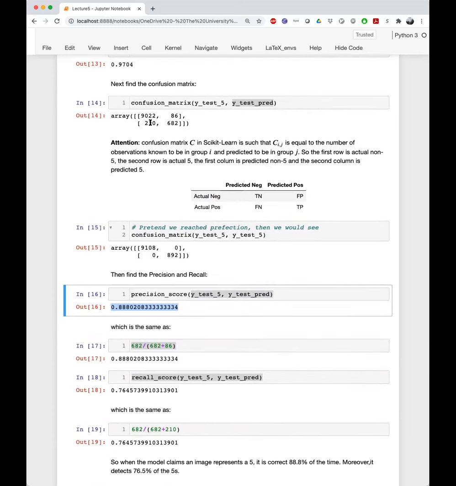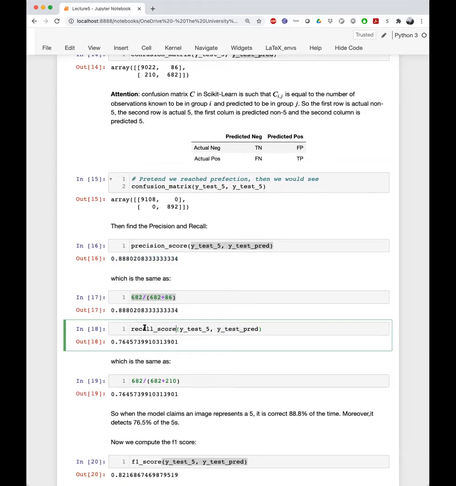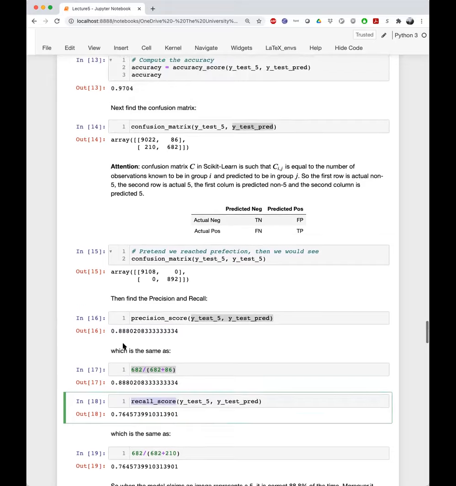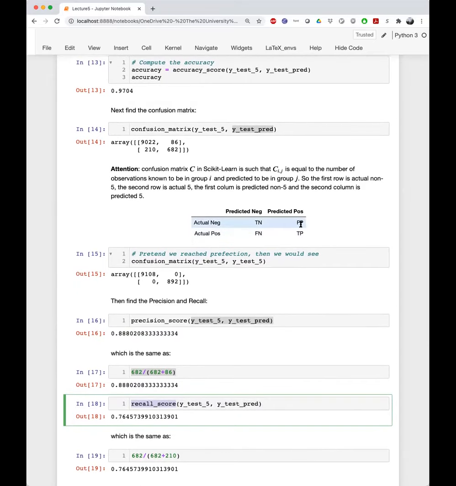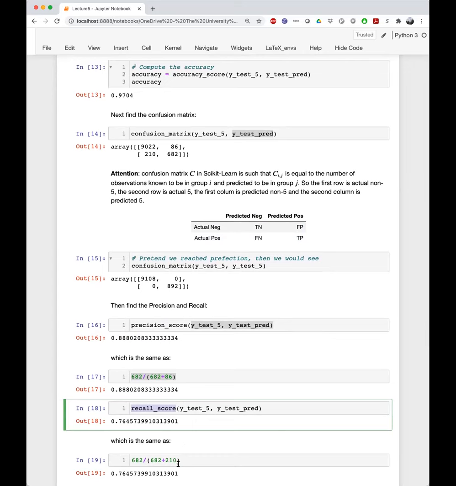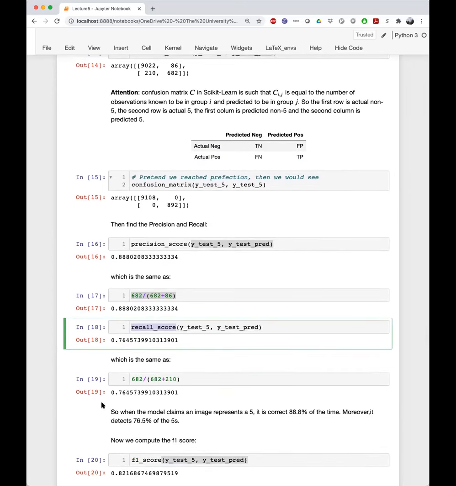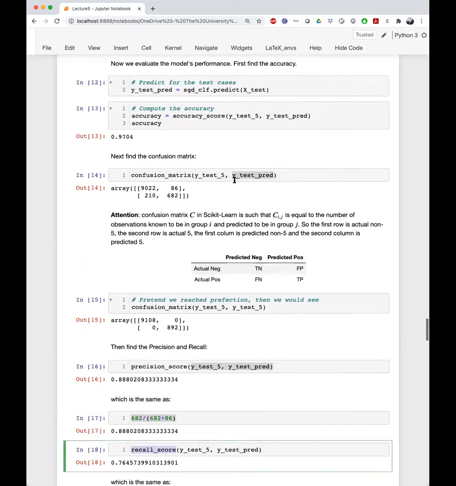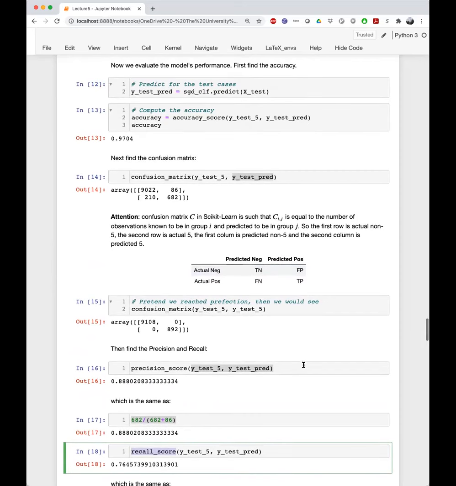Again, from the confusion matrix, you can compute recall, or you can use the built-in function recall score imported from sklearn.metrics. It gives you 0.76. It's true positive divided by true positive plus false negative. So it's 682 divided by 682 plus 220. It gives you the same number. So you can use precision score, recall score, accuracy score, and confusion matrix to get these things.